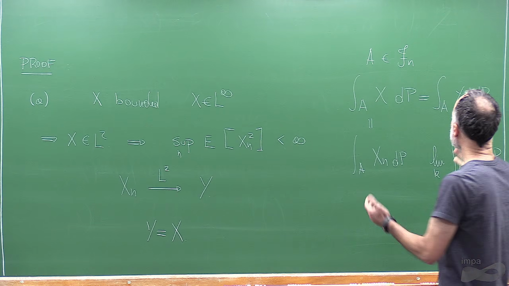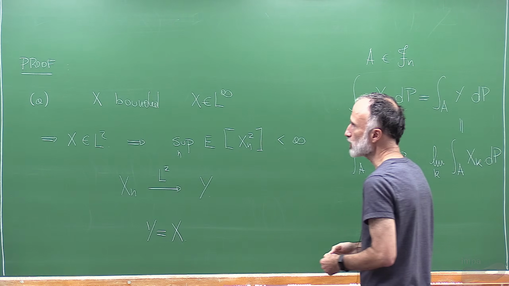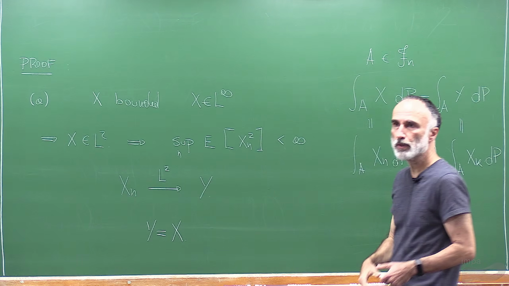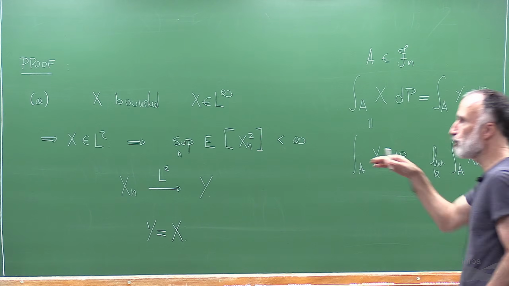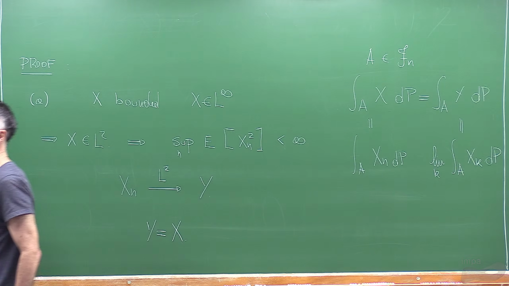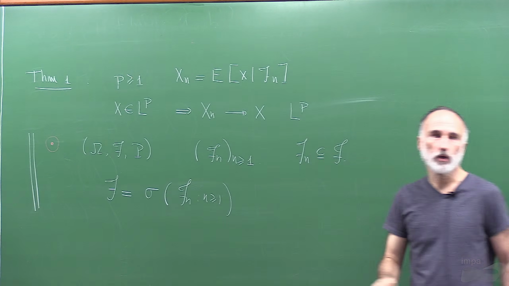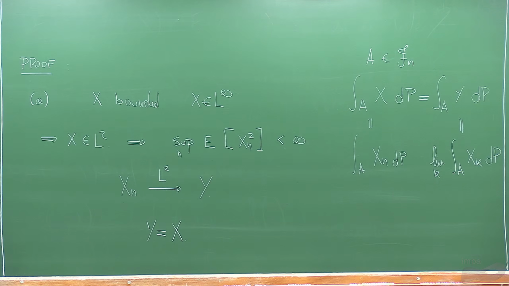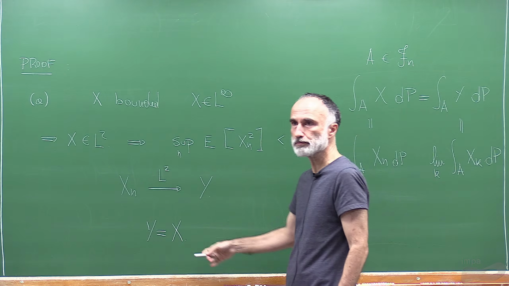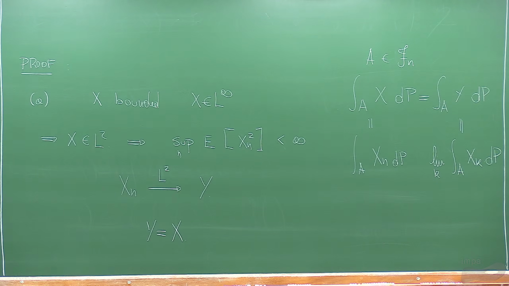If they are equal on Fn, by a monotone class argument, and this is true for all Fn, that will be true for the sigma algebra generated by the Fn. But by my assumption, the sigma algebra generated by the Fn is F. So actually, I can extend this identity to all sets A in F. And therefore, these two random variables, which are F measurable, are equal, because they integrate to the same value over the same sets. So x is equal to y, as I claimed. Okay?